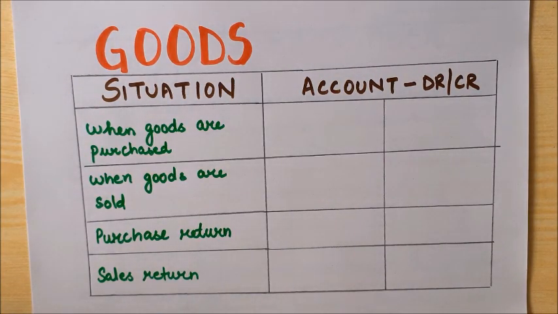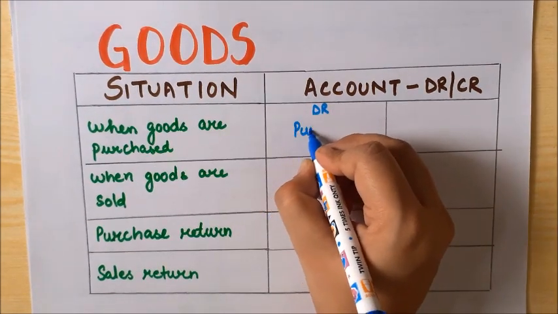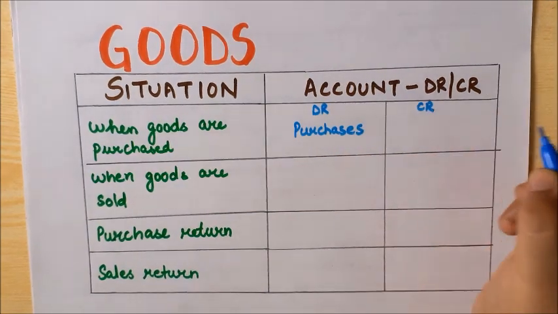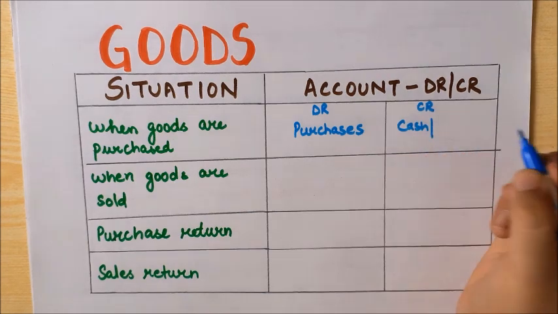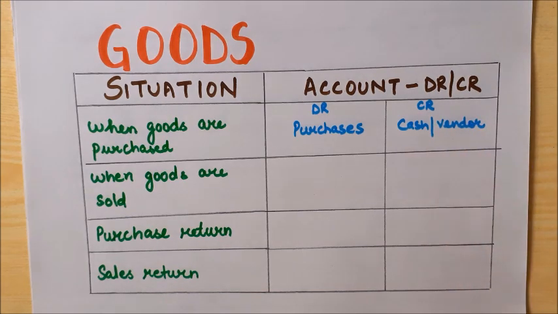The next very important topic that we are going to discuss is goods. First, what are goods? Goods are the things that a business purchases for the purpose of reselling. So here are some situations. Let's see which account needs to be debited and credited in each case. When goods are purchased, your goods are increasing. Instead of writing goods, I'll debit the purchases account and I'll credit cash, since you are giving cash in return, or the name of the vendor if you are purchasing on credit.